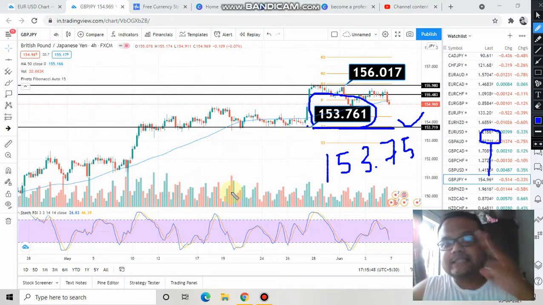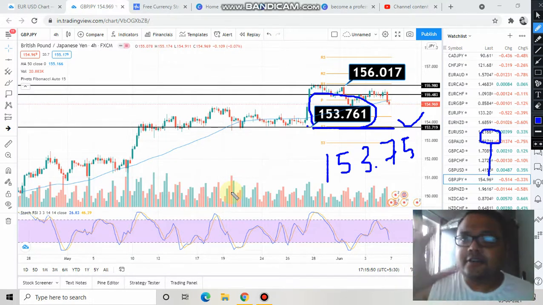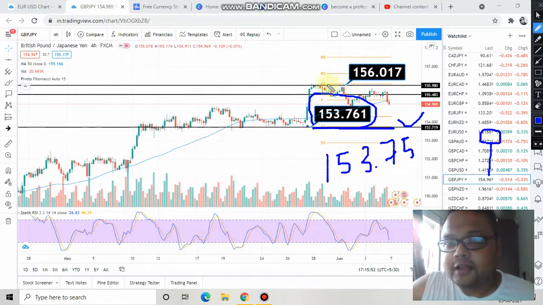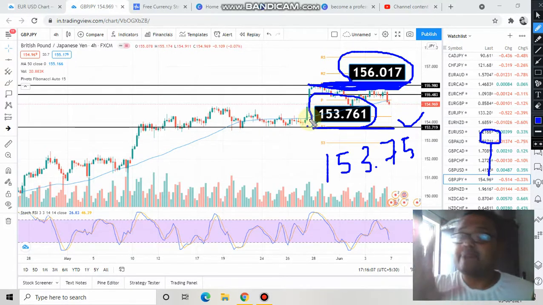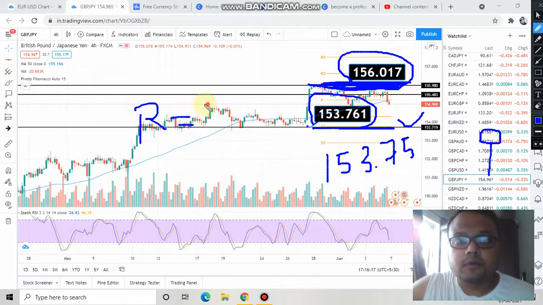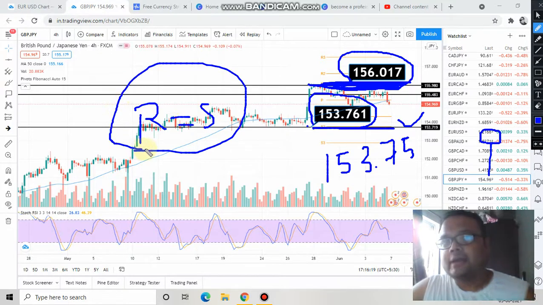On the other hand, the second best trading opportunity in this trending market is if the market crosses the 156.00, or 156.01 level. If the market crosses this level, this will be your second safe trading opportunity, because when the market crosses this level, this resistance will become your new support, and this will be your next area of value, and you can go for a buy order.